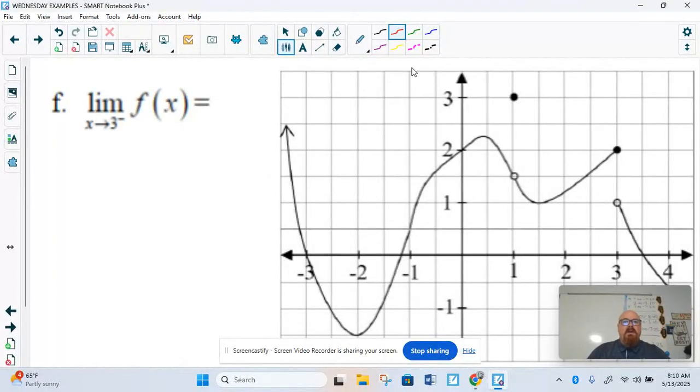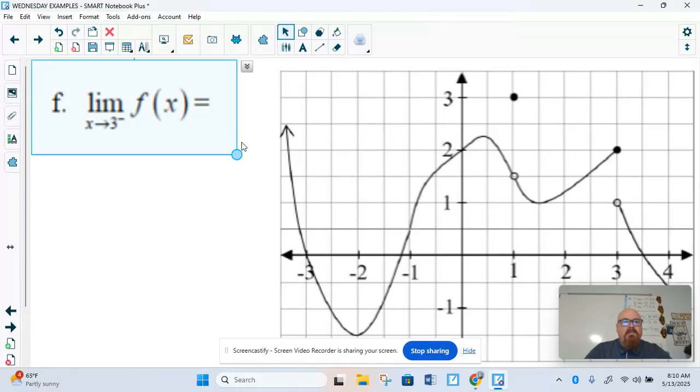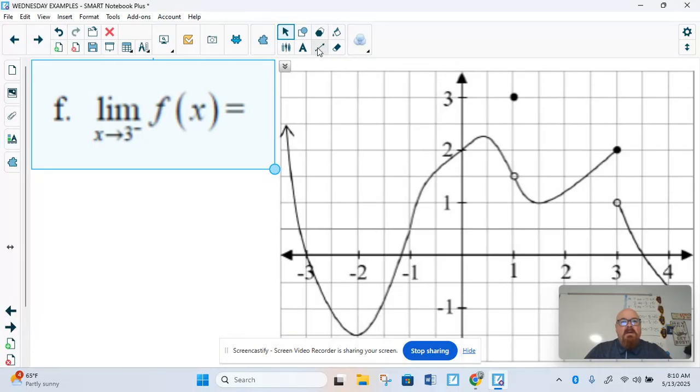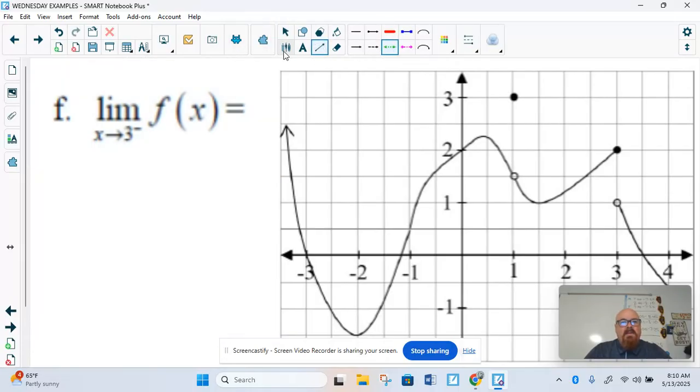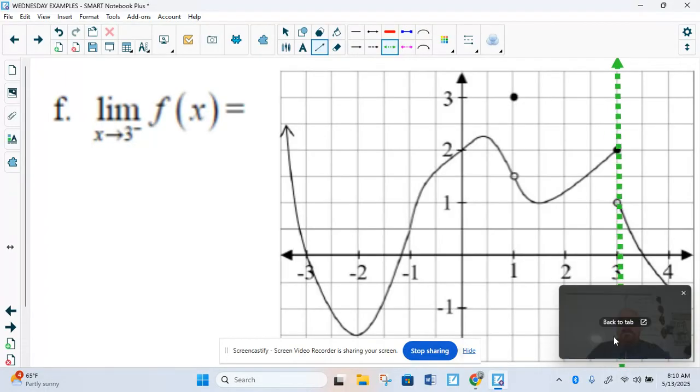All right, so let's do a one-sided limit here. Now we're looking for the limit as x approaches 3, but only from the left. Again, we're evaluating this limit at 3, so if we want, we could drop another one of these lines here.